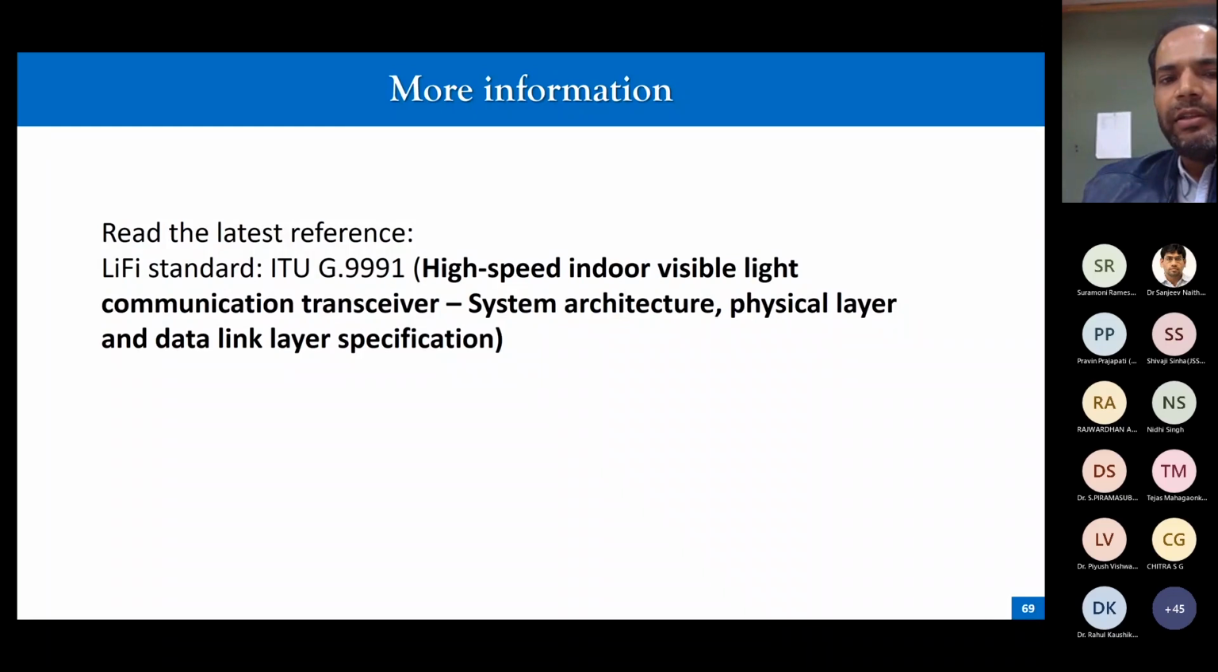So Li-Fi has the latest standard, which is ITU G.9991, for high-speed indoor visible light communication transceiver: system architecture, physical layer, and data link layer specification. You can read this latest reference for more information on Li-Fi.